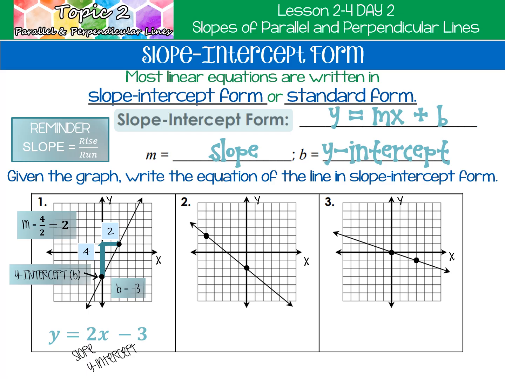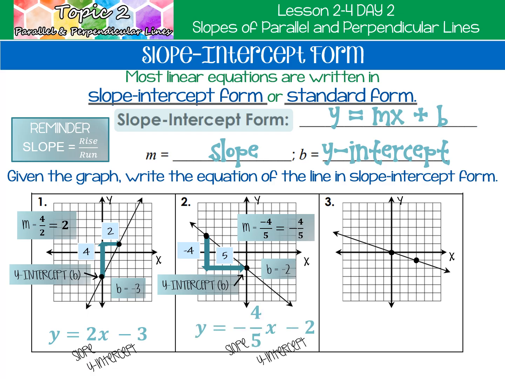Let's look at number 2. Y-intercept's right here at -2, so that's our b. Slope, we're going down to the right, so it's going to be negative. Down 4, right 5. So slope is -4/5. Here's our equation. y equals -4/5 x minus 2.